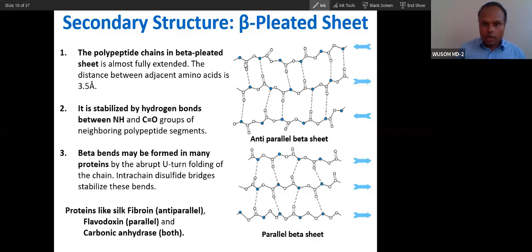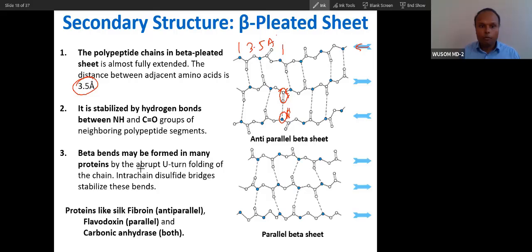So you can see this is a parallel polypeptide chain in a beta pleated sheet. The distance between two adjacent amino acids, you can see, is 3.5 angstrom. It is stabilized by hydrogen bonds between CO and NH. So you can see the hydrogen bond is holding this anti-parallel beta sheet. Now the parallel beta sheet also will be held by this. A little bit of difference will be there. I have already told you how it holds, so you can understand.